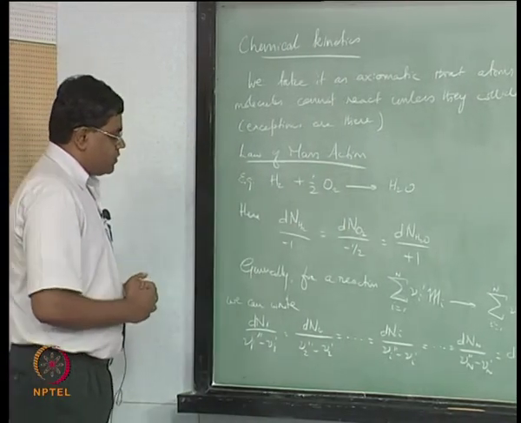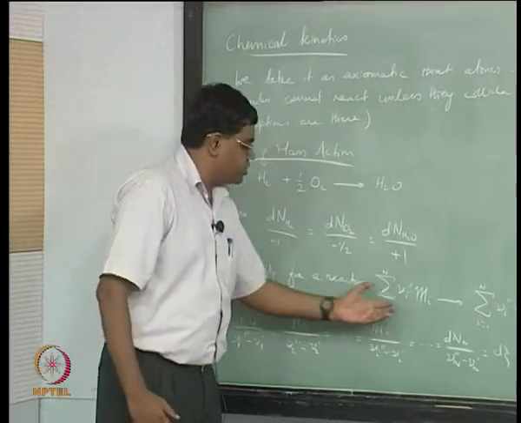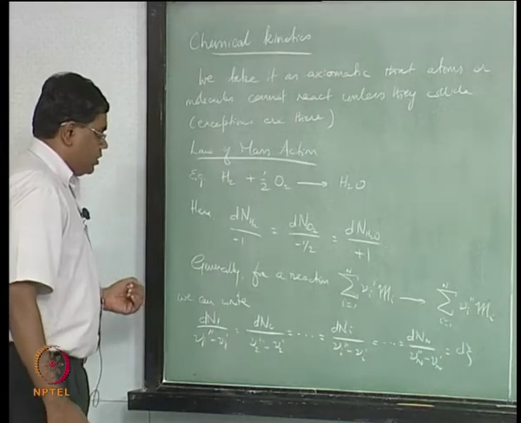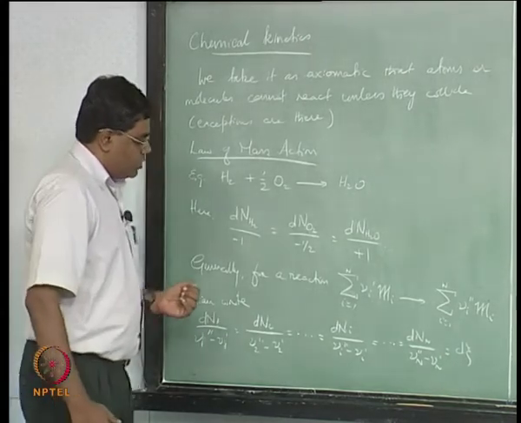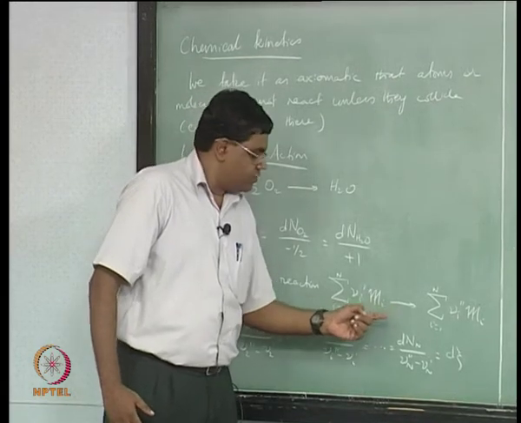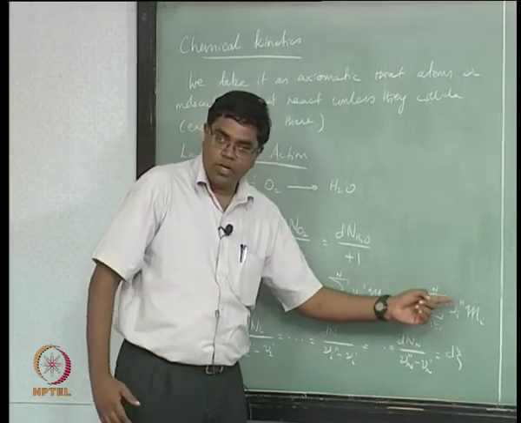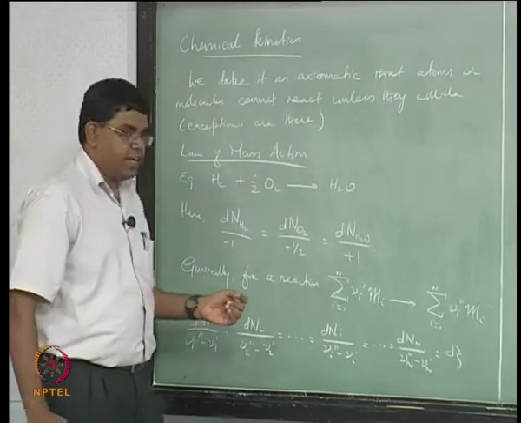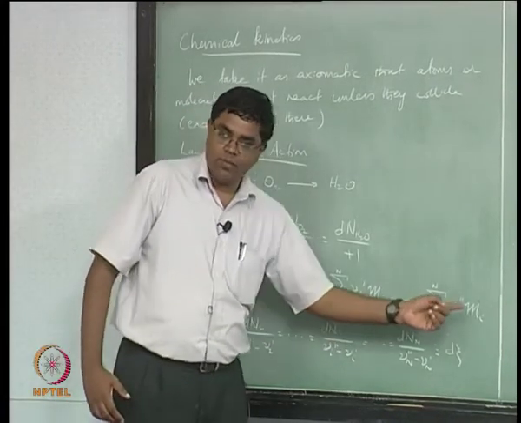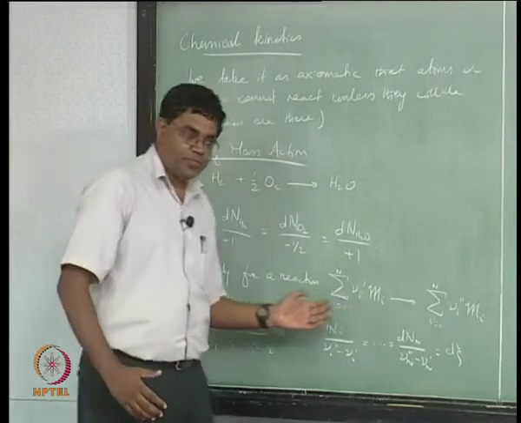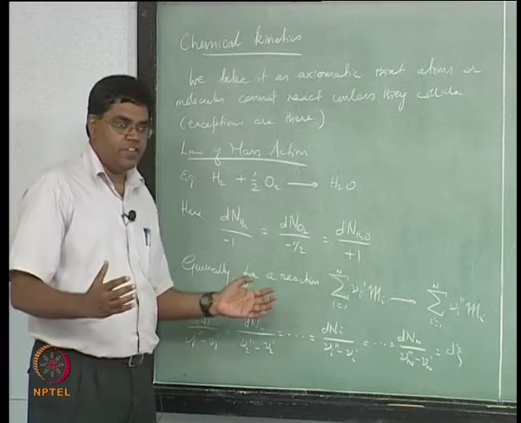So if you now consider a general reaction like an algebraic form that we have considered before, except we now write nu i single prime script M i gives sigma i equals 1 to n nu i double prime script M i. Previously we had an n i single prime and an n i double prime. We have switched to nu i, suddenly we became Greek. Yeah, there is a reason for this.